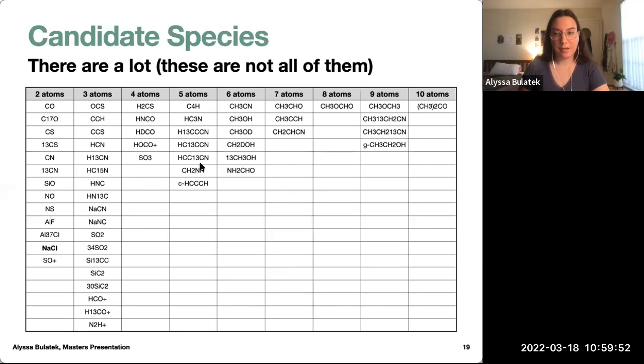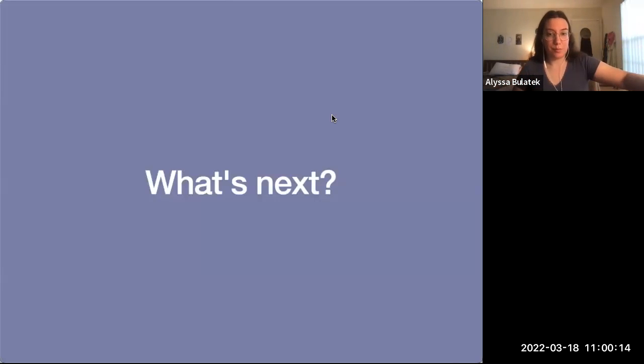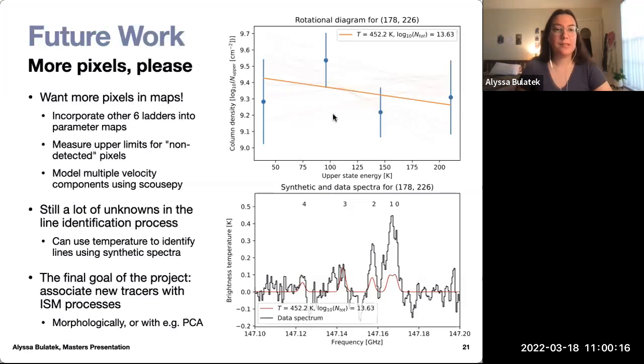So none of these identifications took into account the temperature and column density maps that we made, because I did this first, essentially. I don't know if it's actually possible for each of these molecules to be excited at the temperatures and column densities that we've measured. So for that reason, this talk is slightly out of order. But this leads me into the future of the project, which is to say, what's next?